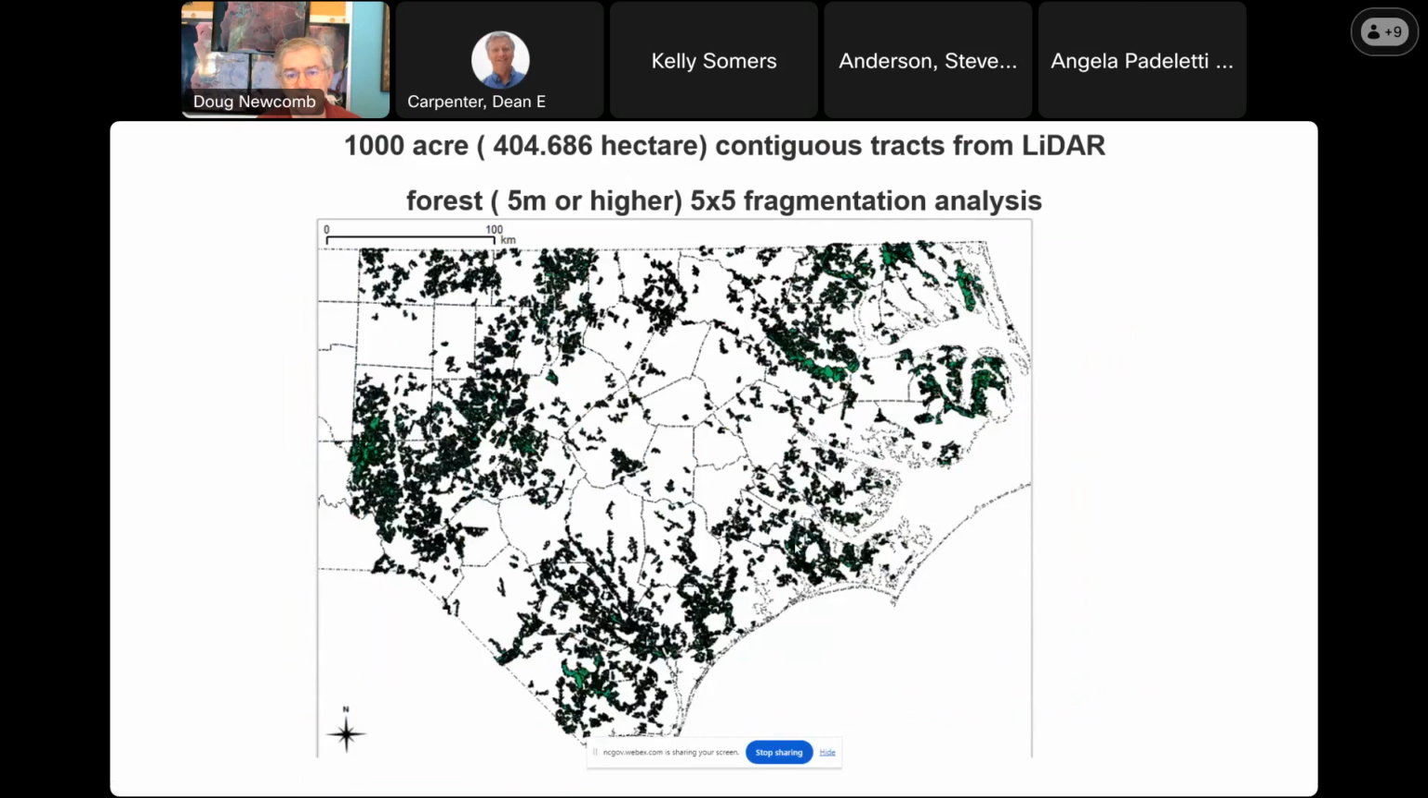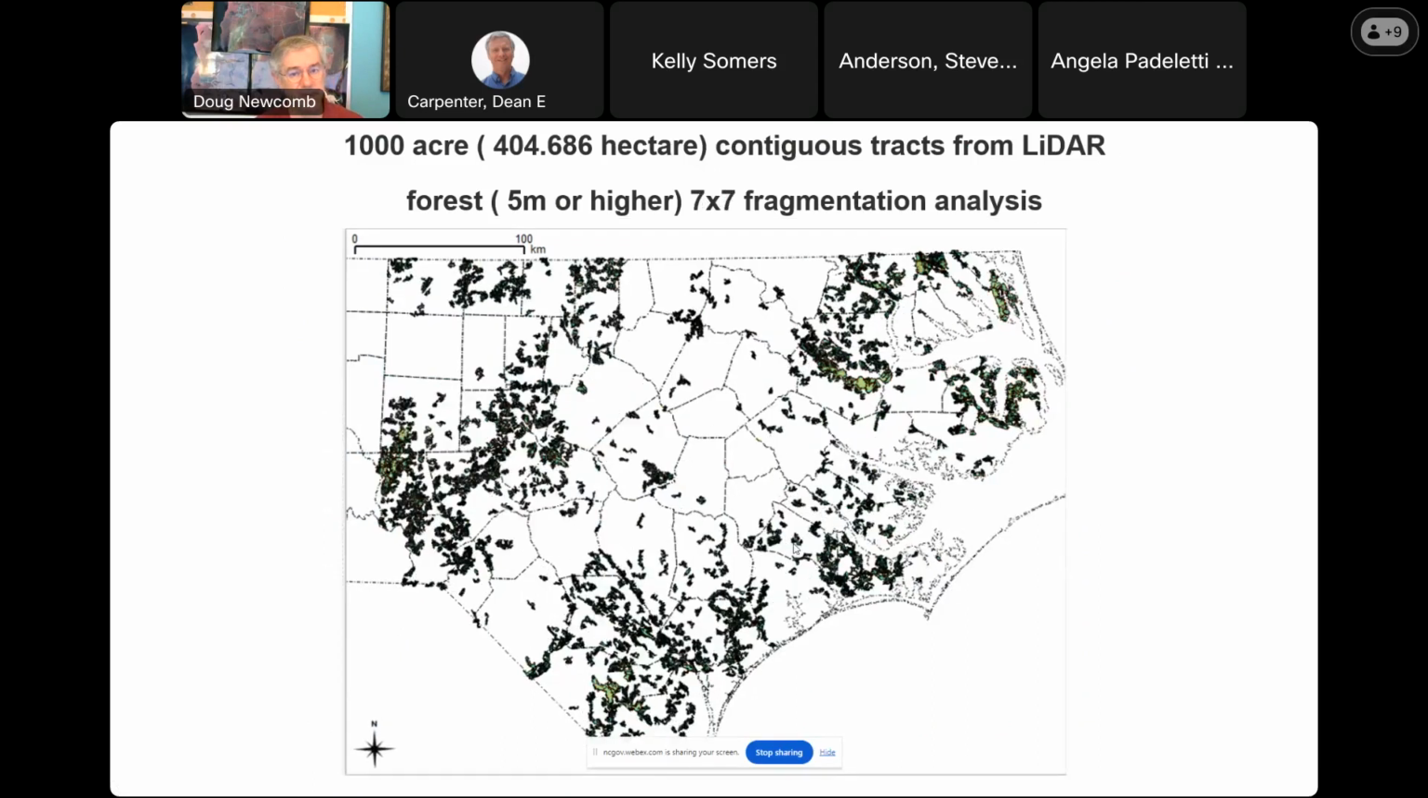But if you start looking at where the contiguous core areas are, if you look at the 5x5 fragmentation analysis, you can say, okay, these are the areas that have 1,000 acres or more of contiguous core forest. And then if you step back and say, well, if we need a 7x7, a wider edge, for more sensitive interior forest species, then you can say these are the areas that, by fragmentation analysis, are the core areas for that species.